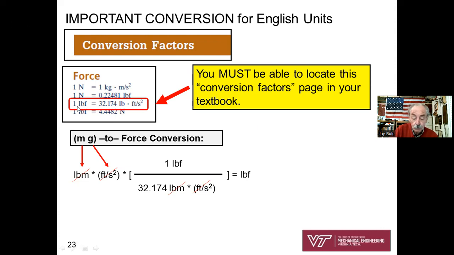1 pound force, 1 lbf, equals 32.174 lb. That's pounds mass. In your mind, the textbook uses lb, and in my world, lbm and lb are the same unit, pounds mass, times feet per second squared. There's your conversion factor to convert pound mass foot per second squared into pounds force.